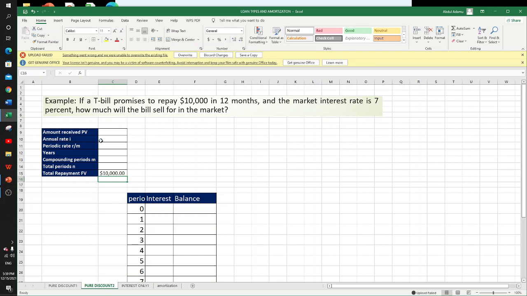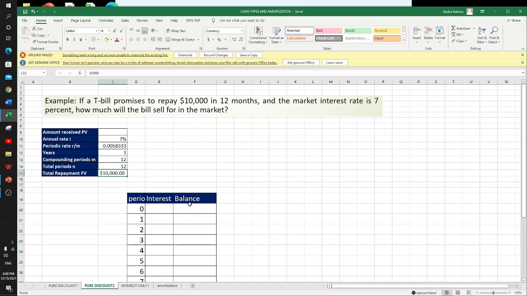The rate is 7%, annual rate 7%. The compounding period is 12. That means the periodic rate is equal to 7% divided by the compounding period. Enter. Then the period 12 is 1 year, and the year is 1. The total period will be 12 times 1. Enter. So we have 12.